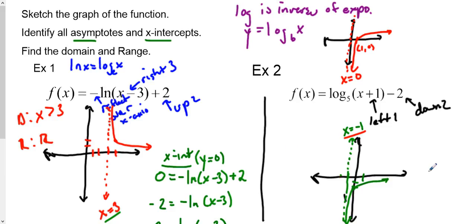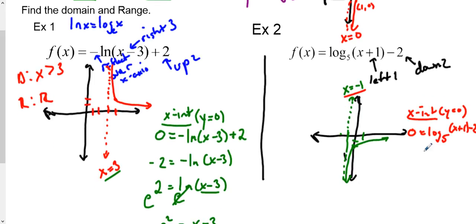Let's find our x-intercept. Remember, the x-intercept is when y equals 0. So let's find that out. We have 0 equals log base 5 of x plus 1. That's a little bit nicer number to deal with. I'm running out of room here. Minus 2. I'll squeeze that in there. And we're going to add the 2 to the other side. 2 equals log base 5 of x plus 1.